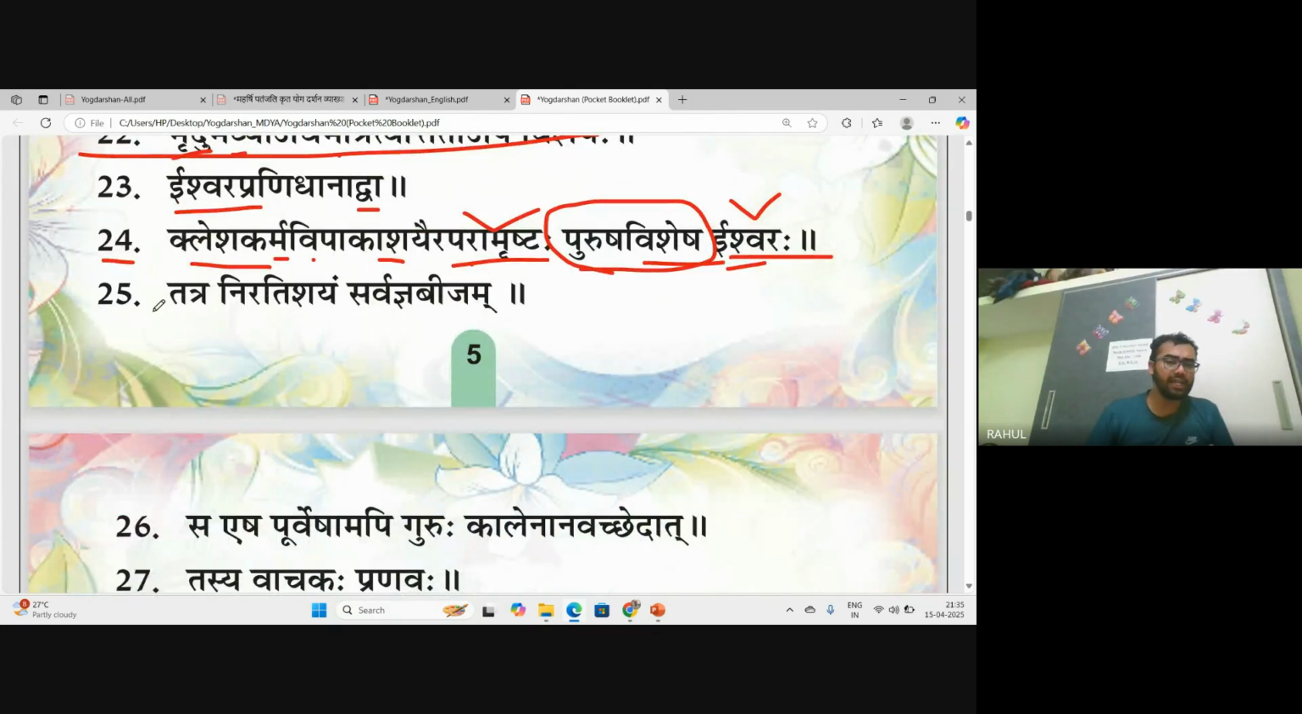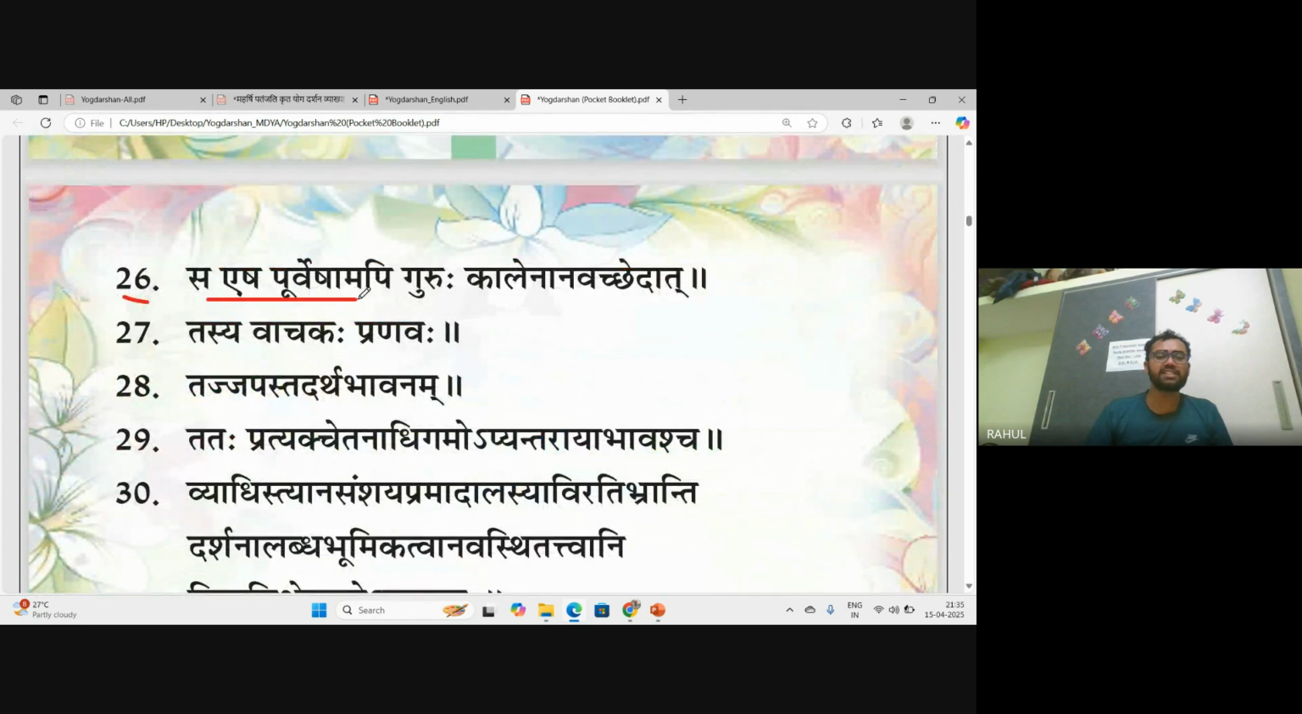And the qualities of the Ishwara are in Sutra numbers 25 and 26. Tatra Niratishayam Sarvagya Bijam. Niratishayam means no one is better than him. He is the root cause of everything. And Sa Esa Purvesham Api Guru: he is the Guru of the Gurus. He is apart from the time period.